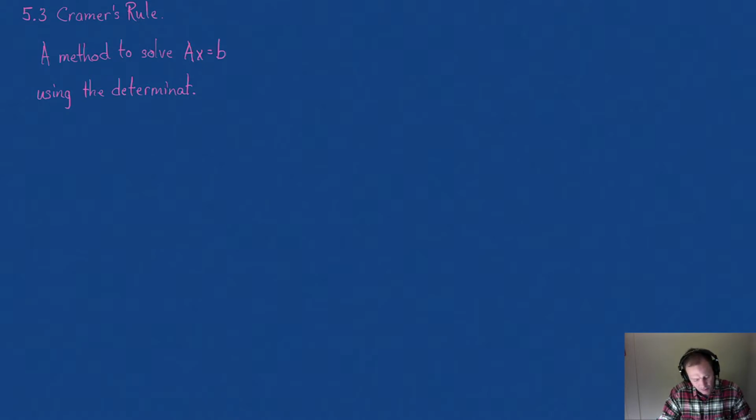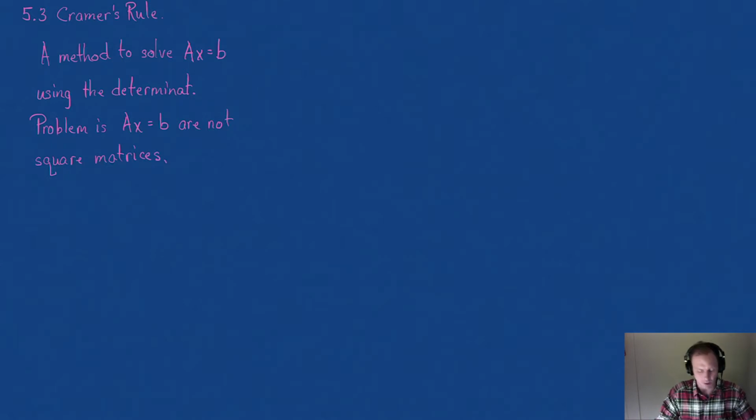And so the problem is Ax, so that's just a vector, and b, that's just a vector. These are not square. They are not square matrices. So the idea then is, how do we make those square matrices? Well, we're going to assume A is square.